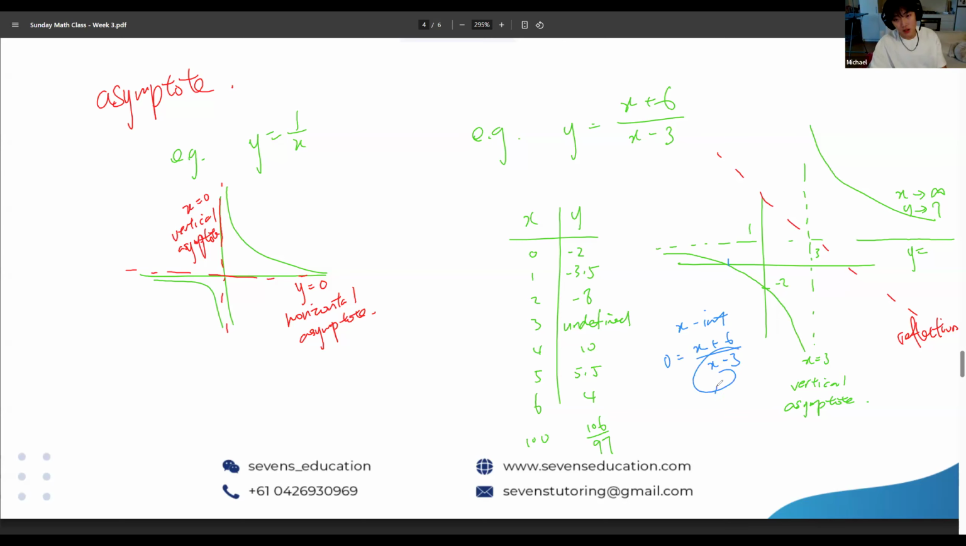Here we can multiply this across. There's nothing wrong with multiplying both sides by x minus 3. Well, actually let me think. Yeah, multiplying this across is totally fine. But we get 0 multiplied by x minus 3, so it's just this. So x equals -6. Does that make sense?